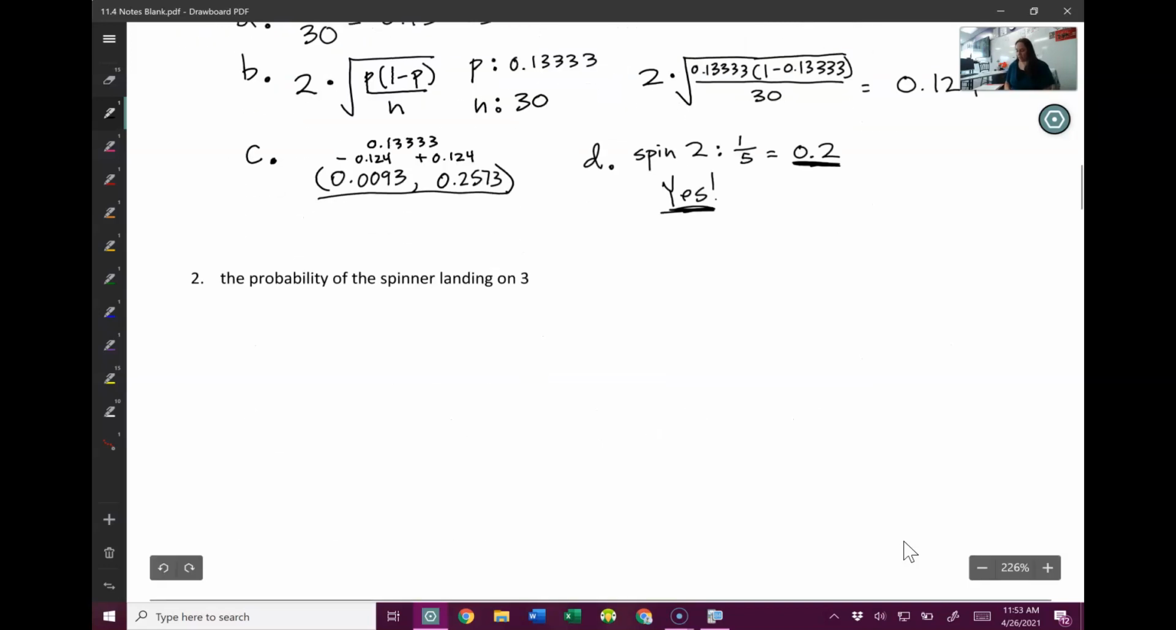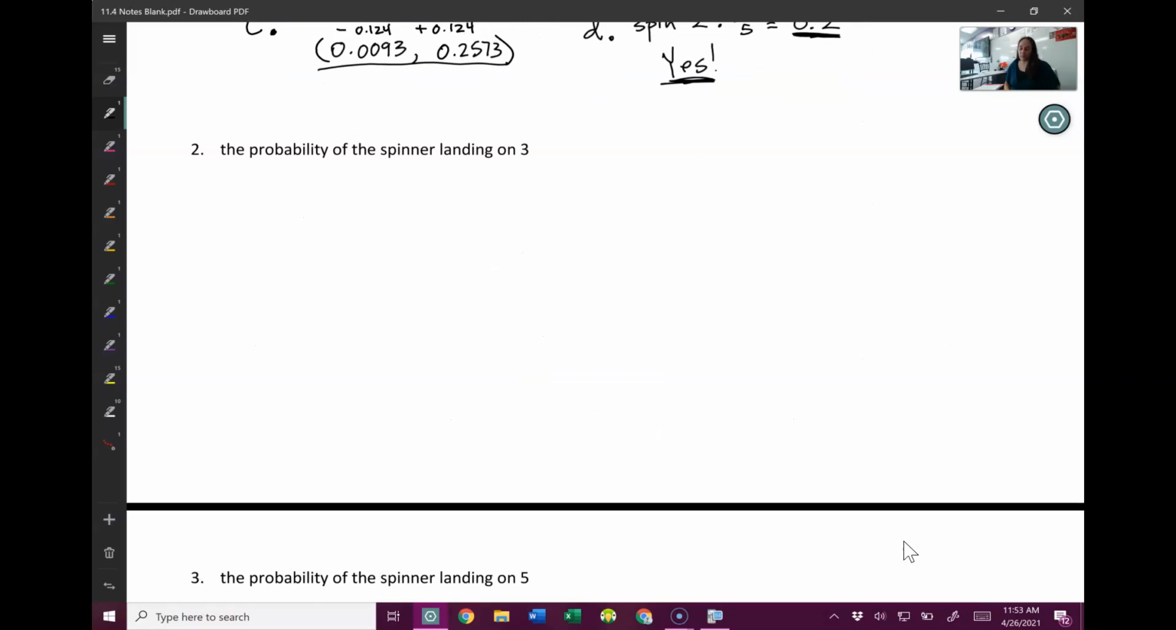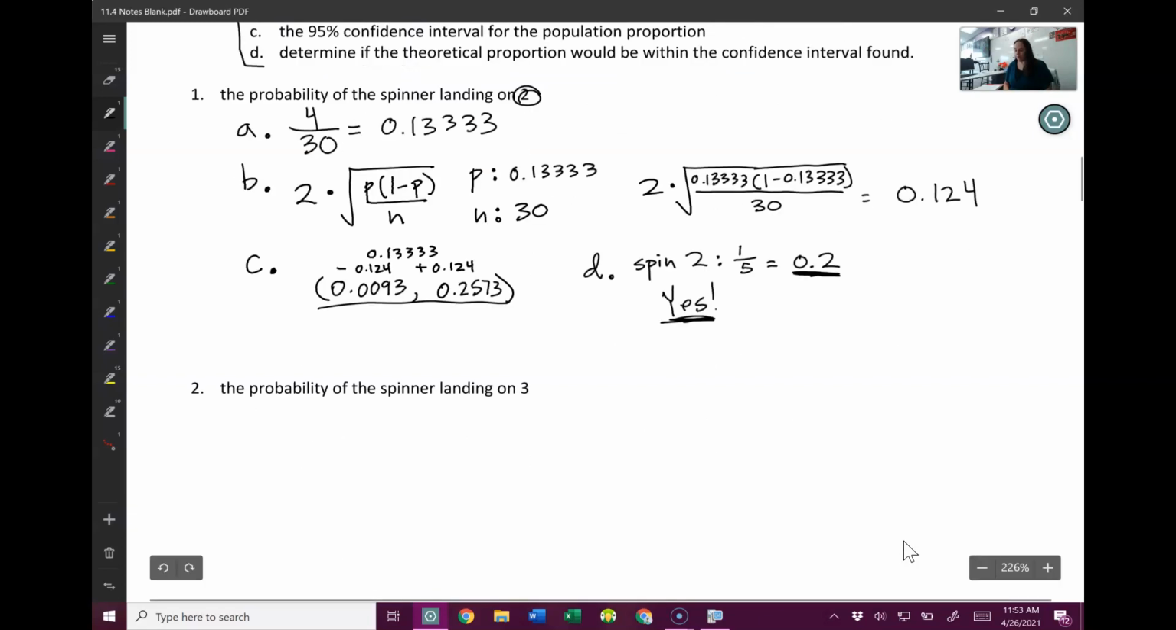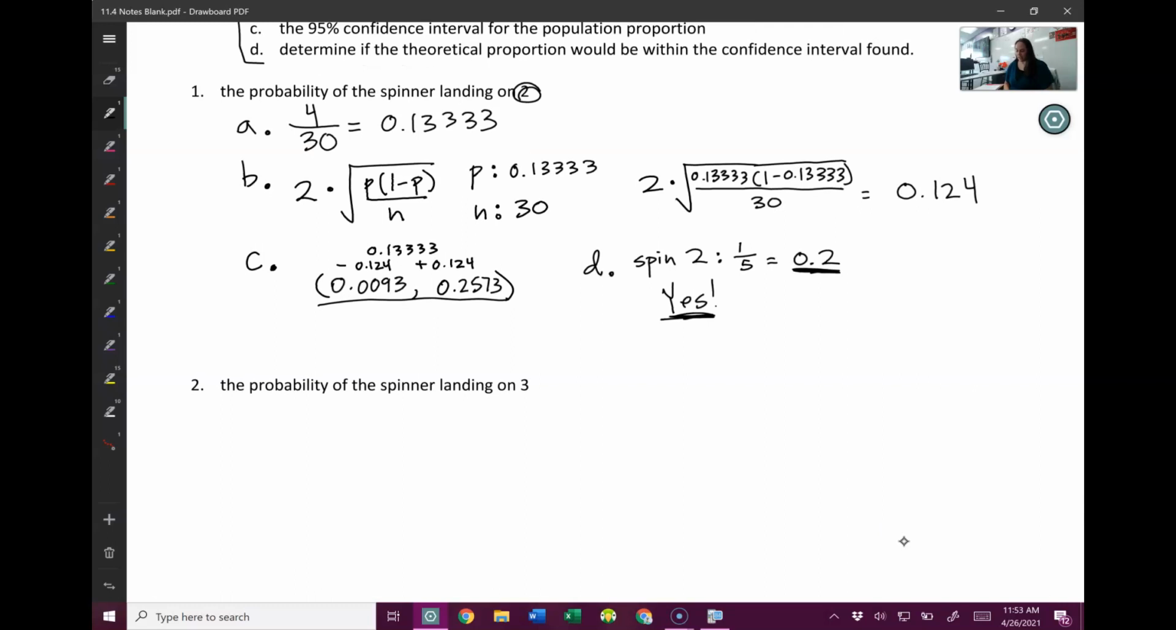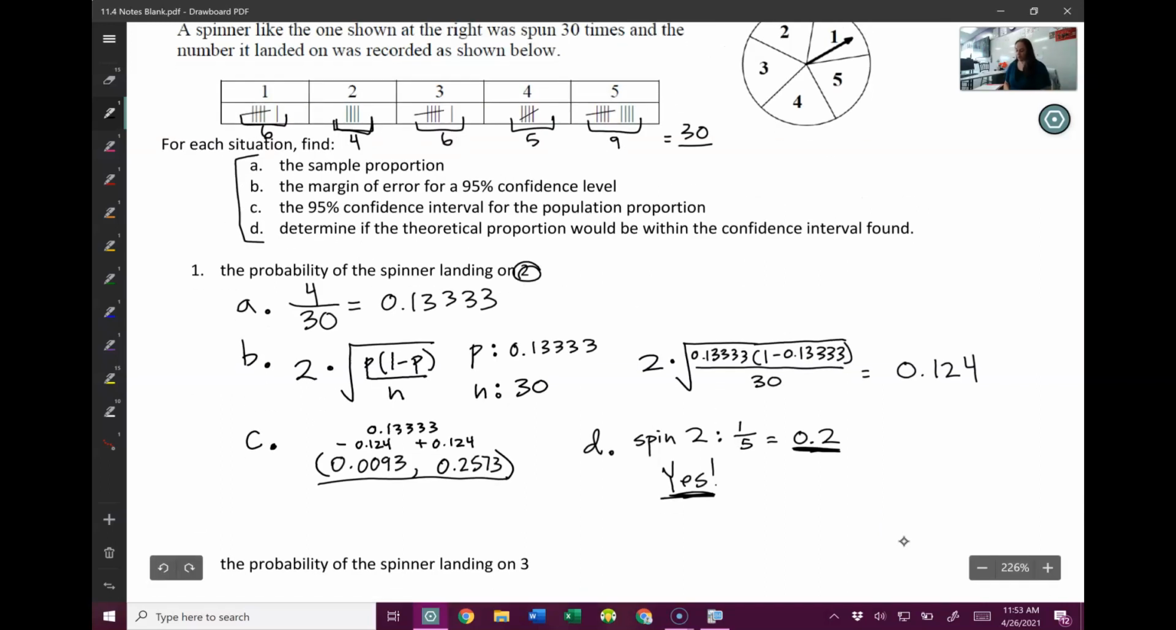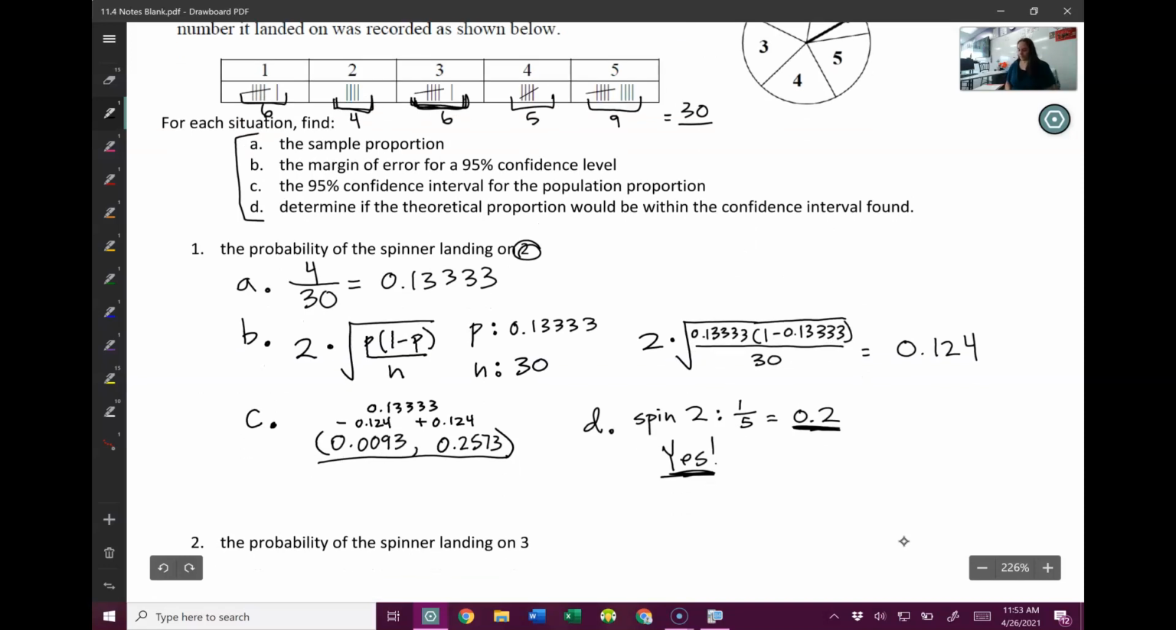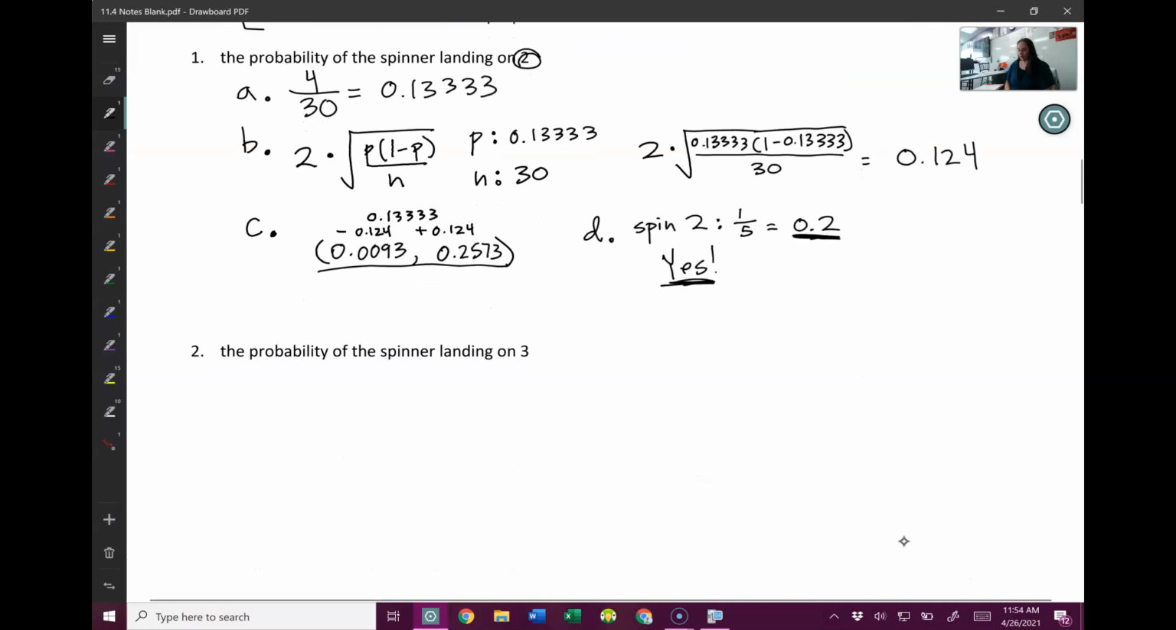Awesome. I'm going to have you try number 2. Do the same 4 steps, A, B, C, D, but this time you're going to do for landing on a 3. So this time we're going to use 6 out of 30. So pause the video, try to do all 4 steps for spinning a 3, and then we'll come back and check to see how you did.